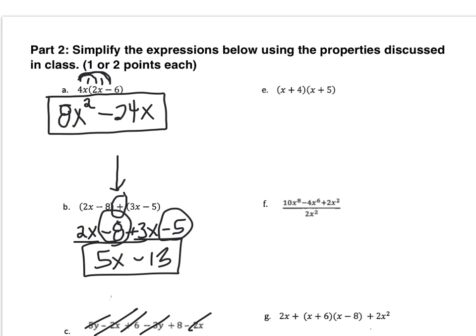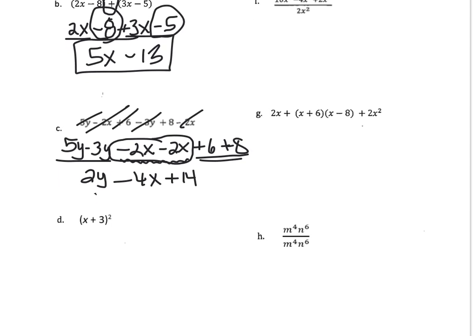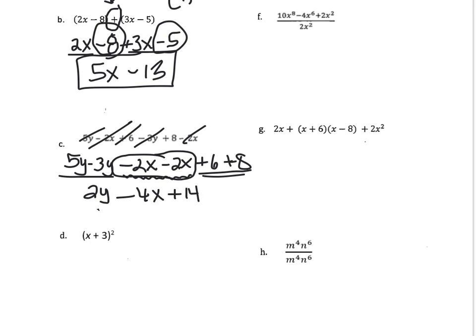By the way, just so you know, this one was worth 1 point because there was one step. This one was worth 1 point because there was only one step. This one was also worth just 1 point. However, D, I made worth 2 points because there was more than one step.